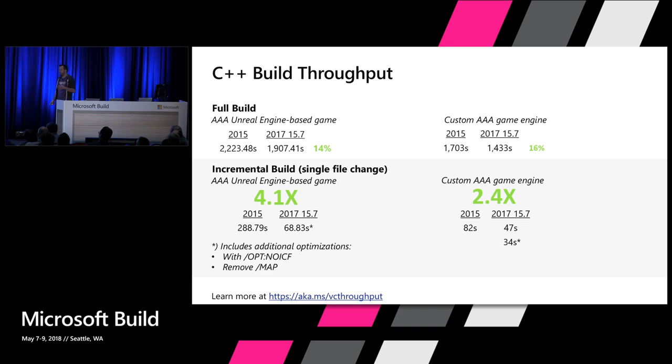Now, I should mention, though, that we worked closely with these AAA game engines, and we did further improvements to their build processes by also changing some of the switches. So we're not really comparing apples to apples. There is a part of it that everyone gets for free. And there's additional tweaks that we made to their build processes to actually get an extra boost in performance. But what we did is document all those changes. And if you go to aka.ms/cppthroughput, you get a lot more guidance of how you can take some of the benefits as well. So I do recommend checking out this.